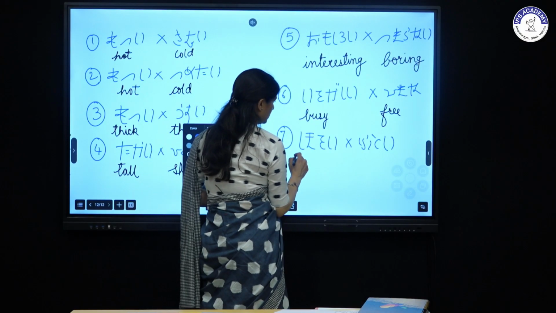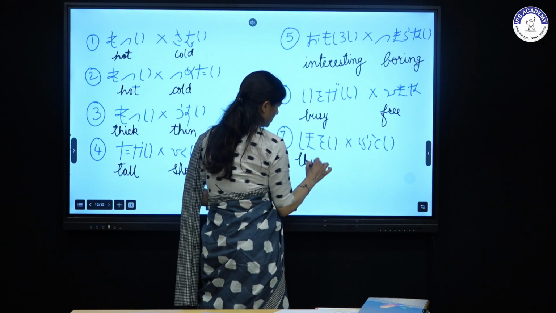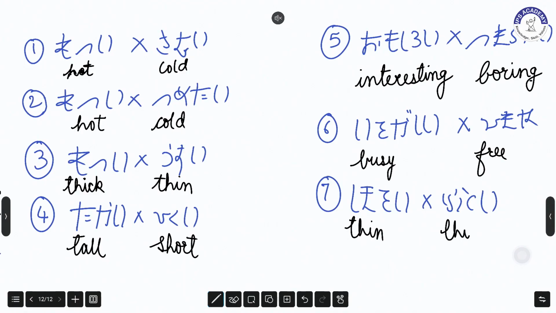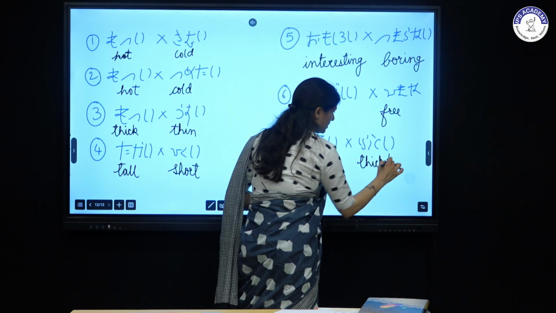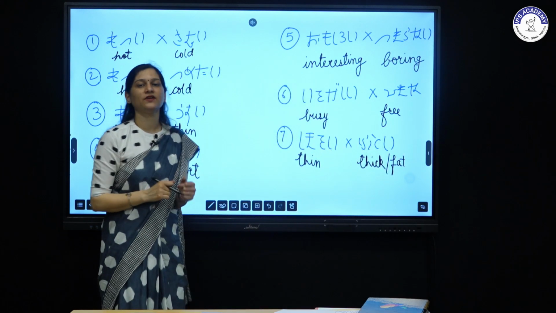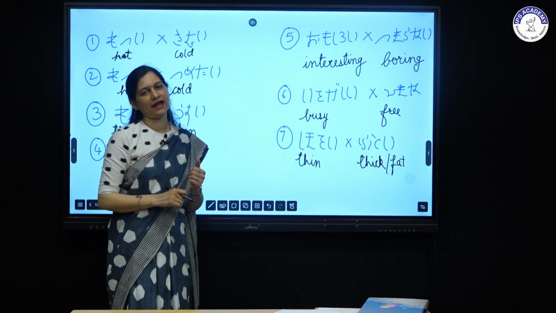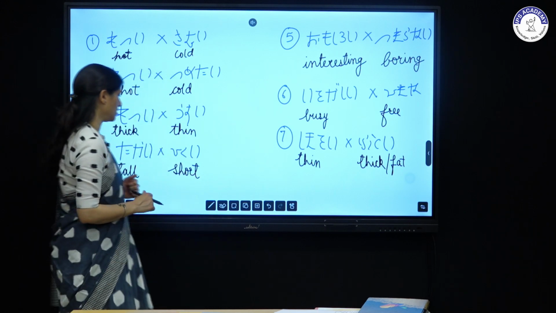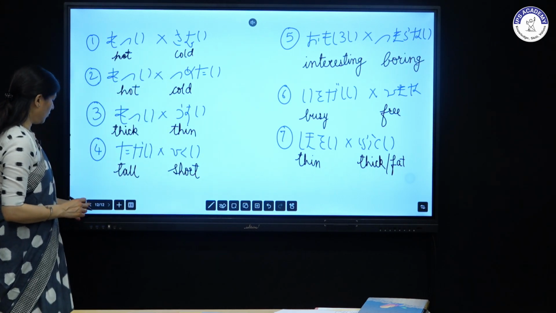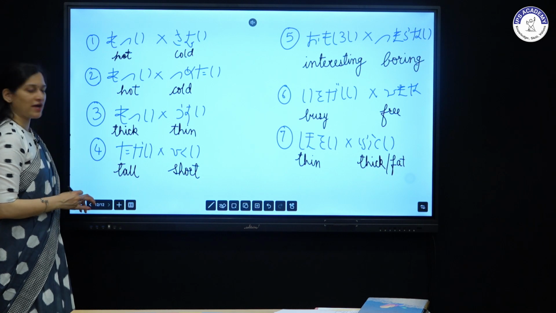Hosoi means thin. And futoi means thick. So this pair is used for cylindrical objects like trees and human beings. So we'll just quickly revise the topics we have studied today.